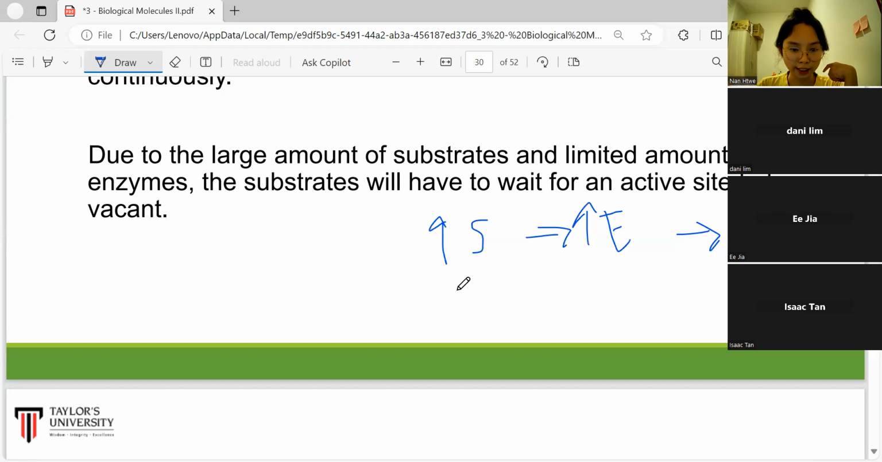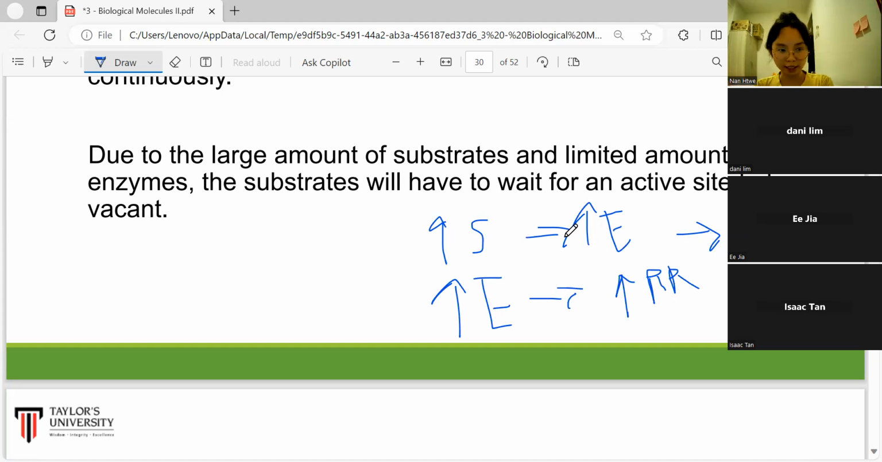The same goes for enzyme. If the enzyme concentration increases, its activity will also increase. So as a result, the rate of reaction will also increase. But they have limitation. So let's just say that we are increasing the substrate concentration. The activity of enzyme will surely increase because most substrate will bind to the active site of enzyme. But then, we are not increasing the enzyme. So what happened when we are increasing the substrate only and not increasing the enzyme? What happened?